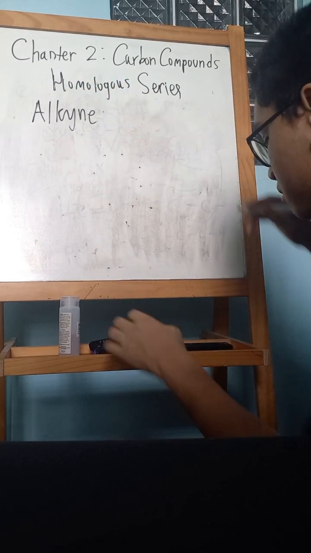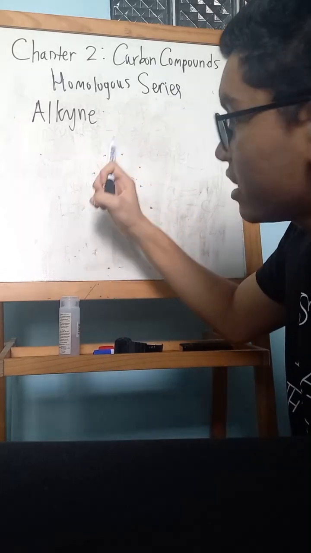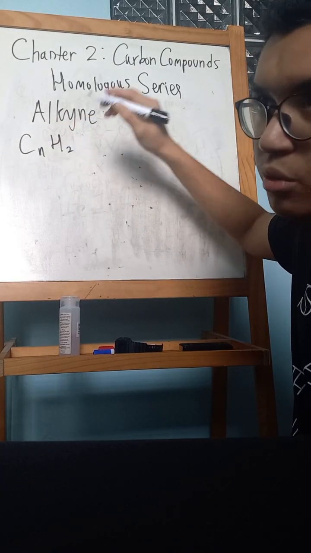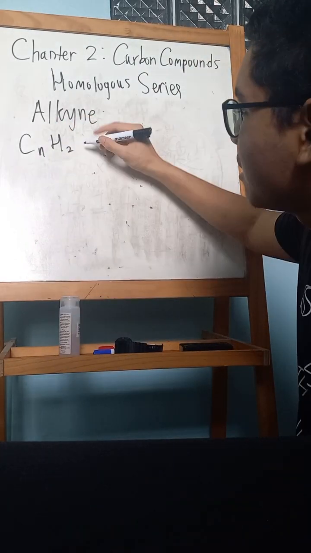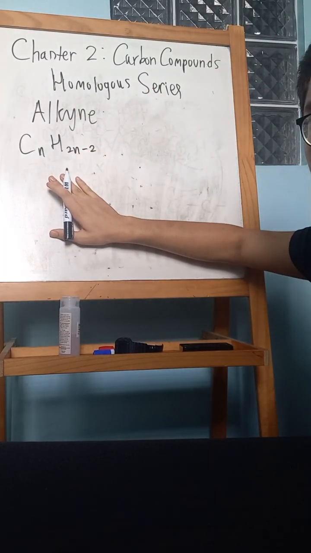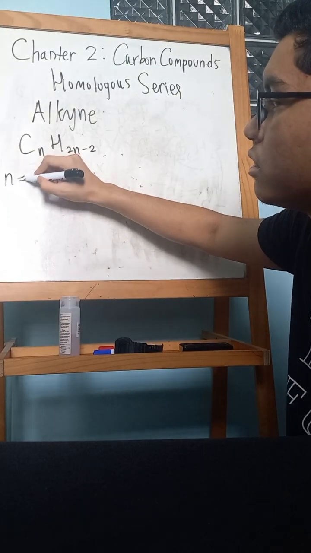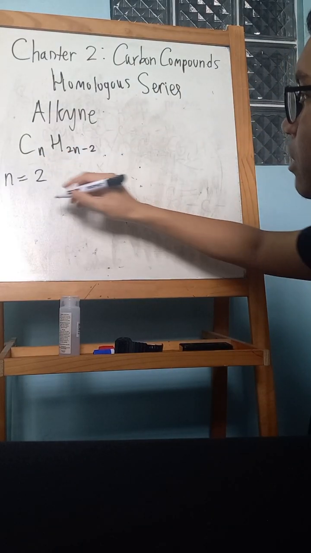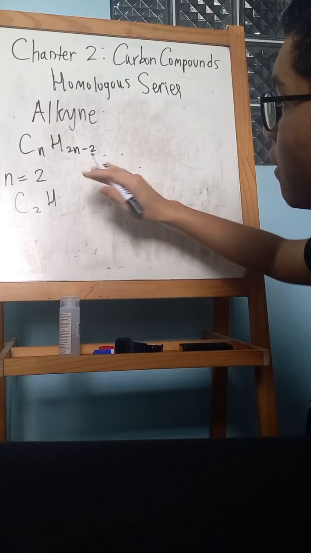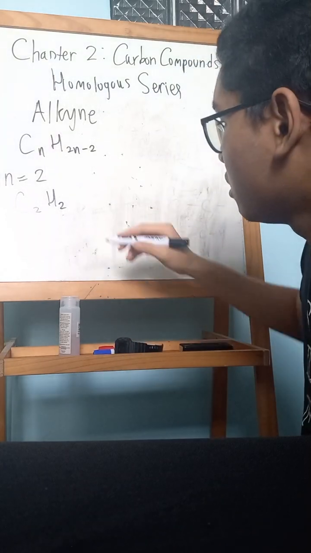Alkyne. Alkyne is also an unsaturated hydrocarbon, but what makes them different is what I'm going to tell you soon. This is the general formula. CnH2n minus 2. Let's say I want 2 carbon atoms. C2H, 2 times 2, 4, minus 2, 2. That's a bit weird, but okay.